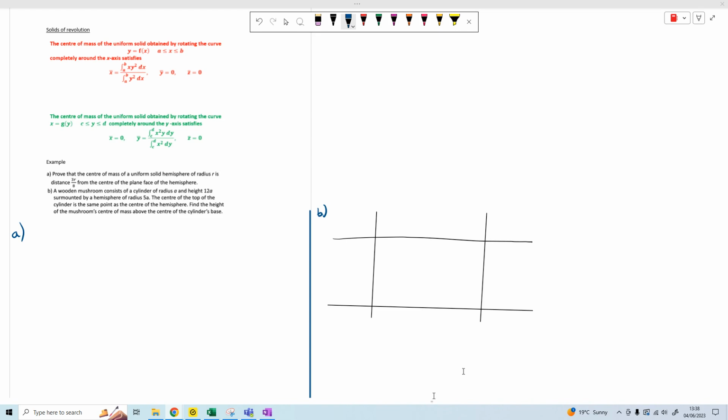So for centre of mass, we've got two variations to this, and it basically depends whether we rotate our curve around the x-axis, so vertically, or if we rotate it around the y-axis. Now, it can be different for different questions. If it's a prove question, like prove that this is the formula, then it doesn't matter which one we use, we should end up with the same answer. It just depends on how we're going to rearrange.